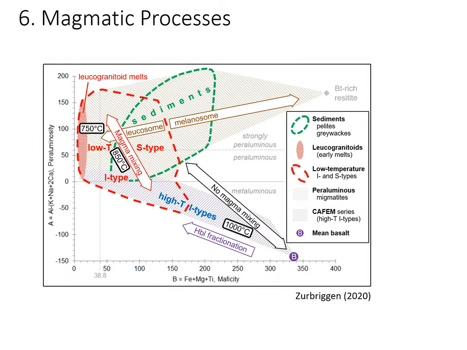Again, this is the AB diagram of Debon and Le Fort. And what I told before is here in a more generalized manner. So we see that metaluminous magmatic suites, typical for continental arcs, plot about here in the metaluminous field, and they have mafic end members, so typical basalts, and they develop intermediate and felsic members.